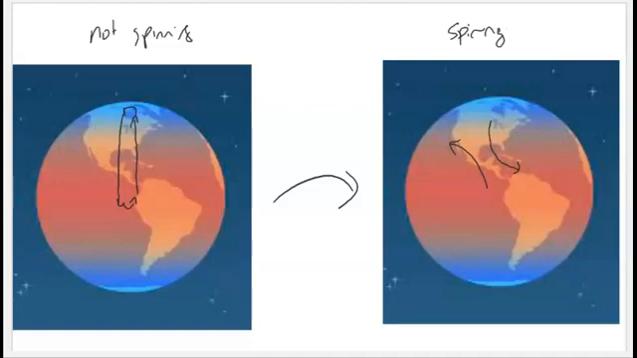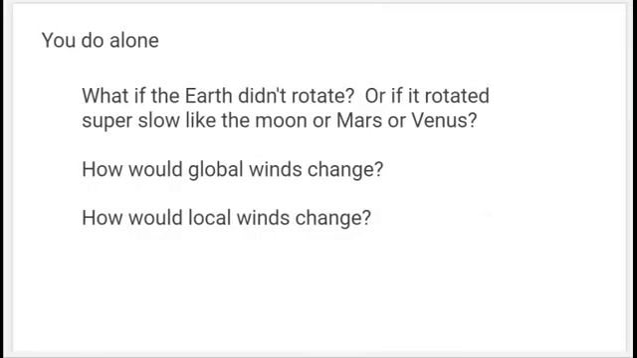I'm going to ask you to write down your thoughts on one last question at the bottom of the page you took your notes on today to talk about tomorrow. Here's your you do alone, but you're going to keep it because I want to talk about it tomorrow. It's a pretty complicated question. And I want to have you talk before you turn in. What if the Earth didn't rotate? Or if it rotated really slow like the moon or Mars or Venus?